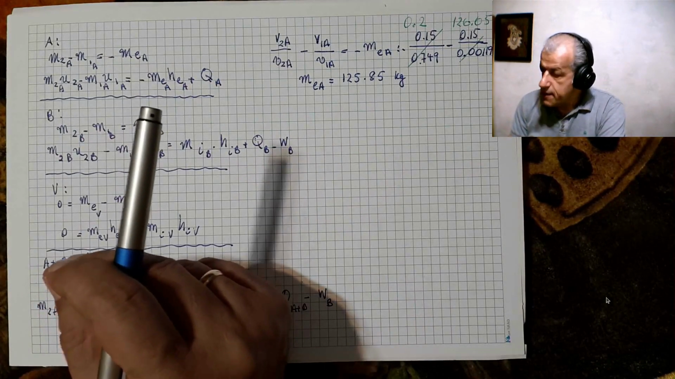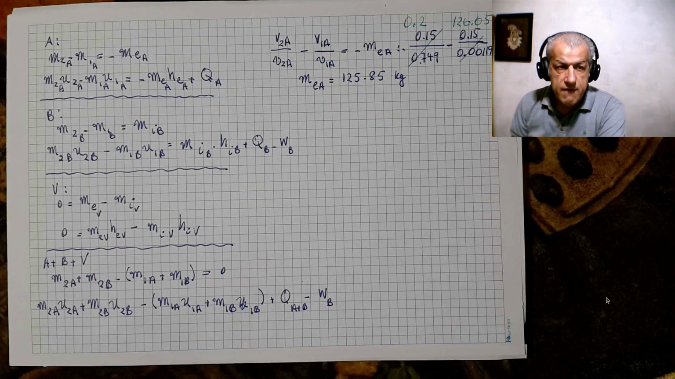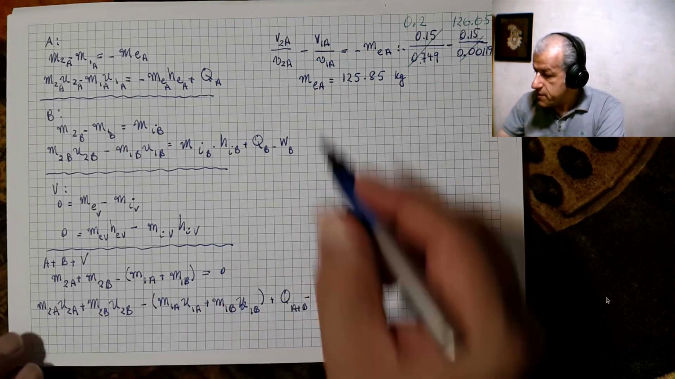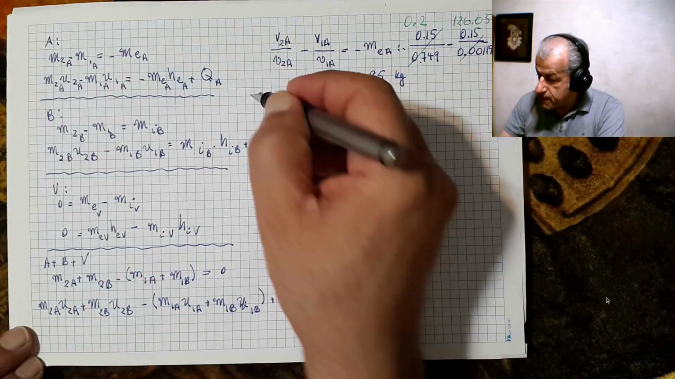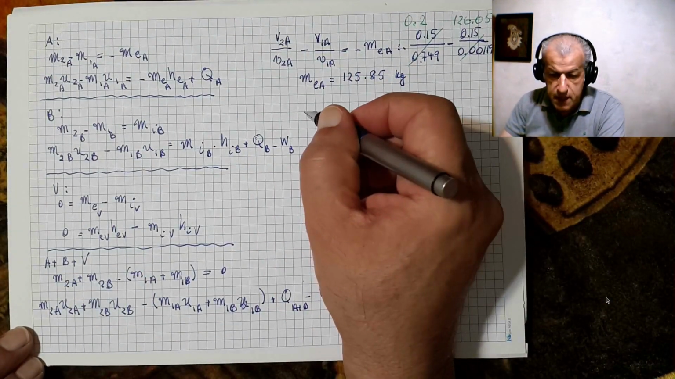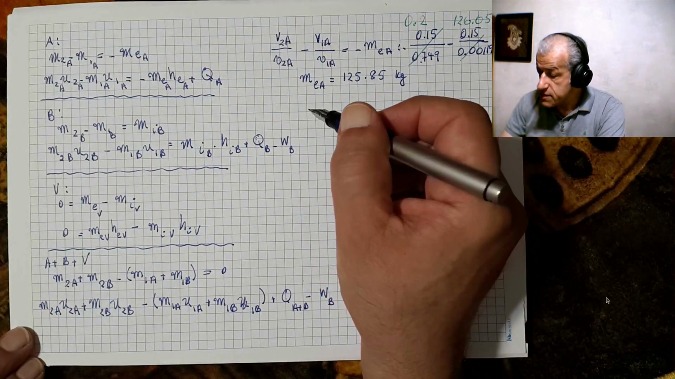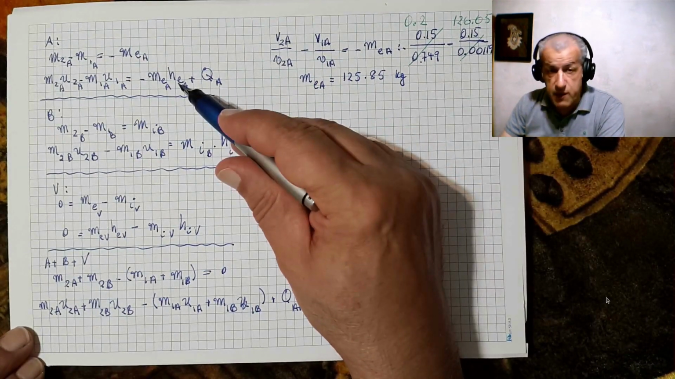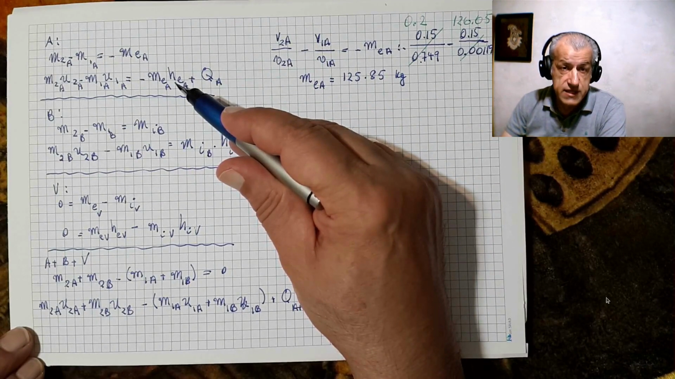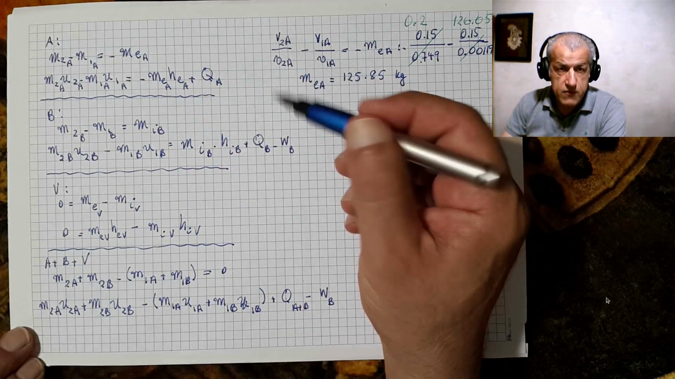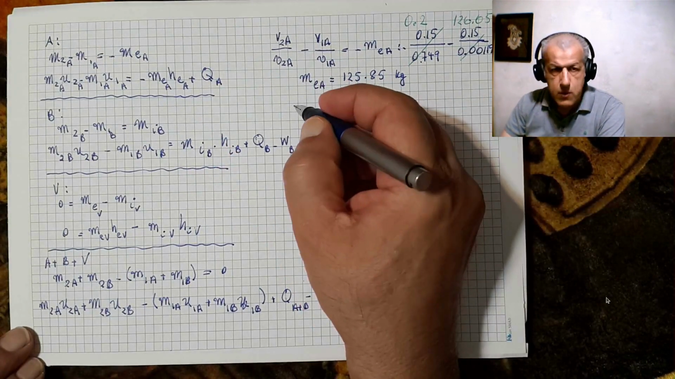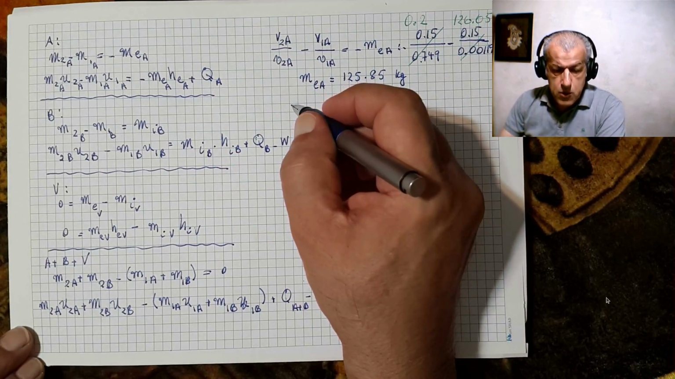Now, the first law of thermodynamics for A may be written as we have quite a number of values here. In fact, the only unknown is QA, and we have to make an assumption for HEA, and we shall explain it right away.